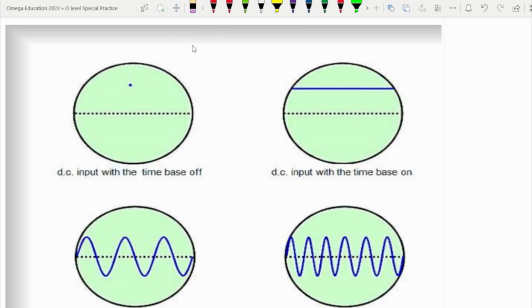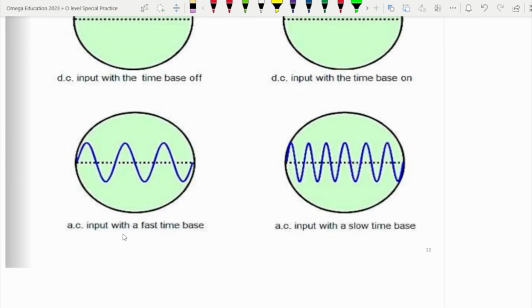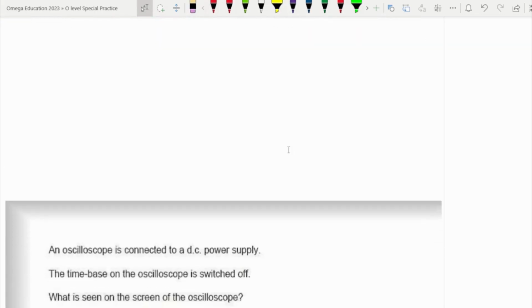So let's see some other diagrams, just for the reinforcement of the same pointer. DC input with time-base setting off. If you turn on the time-base setting for the same, at the same vertical position, it'll now have the horizontal movement as well. So this is what it would look like. Then you have the next one, AC input with a fast time base against AC input with a slow time base. This one I'll explain afterwards. What do we exactly mean by that?